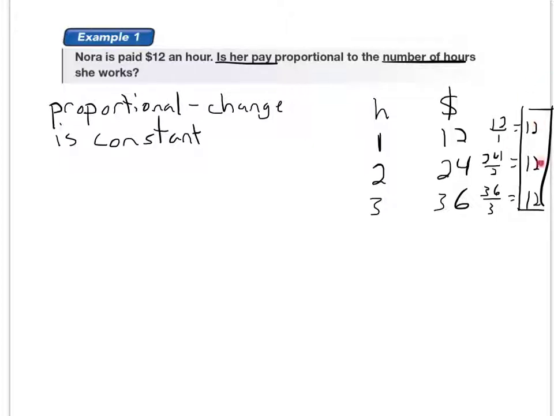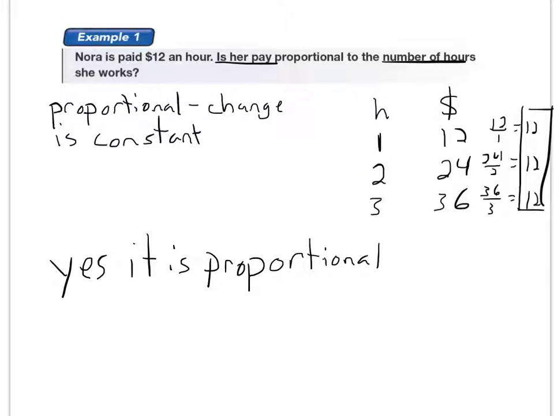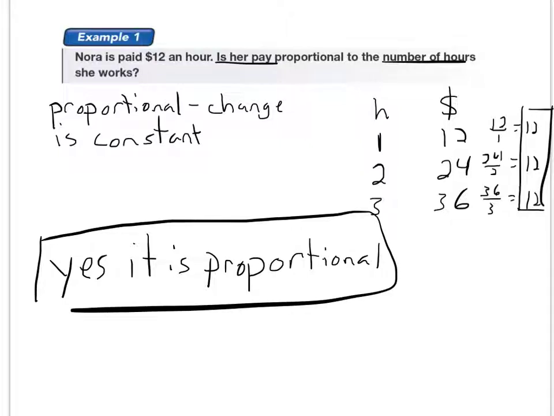This number stays the same every time when I divide these, so that means that it is proportional. Yes, it is proportional. And if they ask me to say why, I would say because I take her number of hours and multiply it by $12 every time. Her pay does not change at all. Okay, all we do is take how many hours she works and multiply it by 12. And that's what proportional means. We're multiplying by the same thing every time. It's constant. Alright, speaking of proportional, let's go ahead and solve a proportion here.